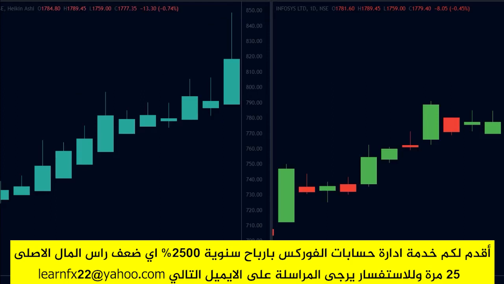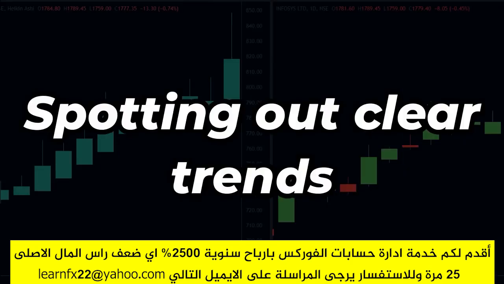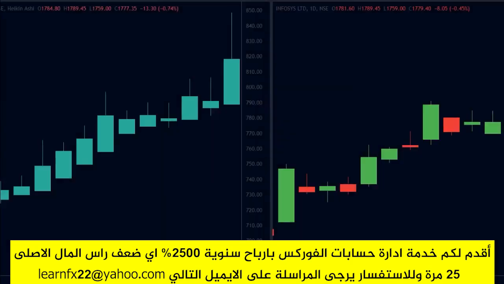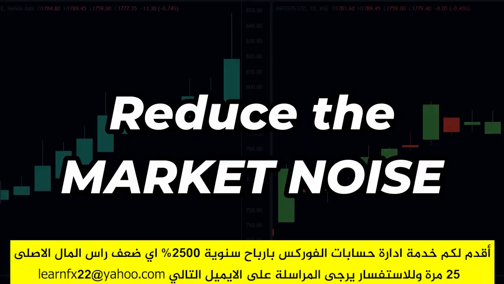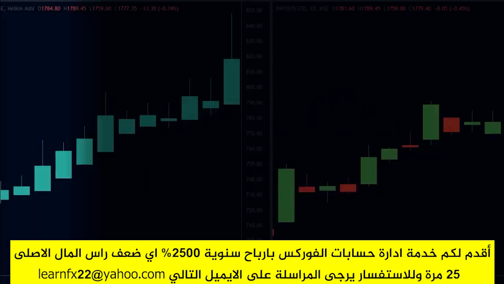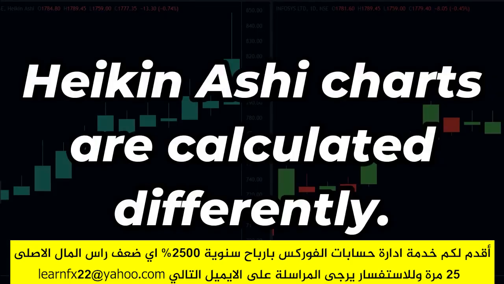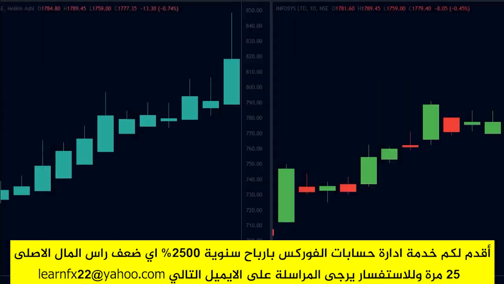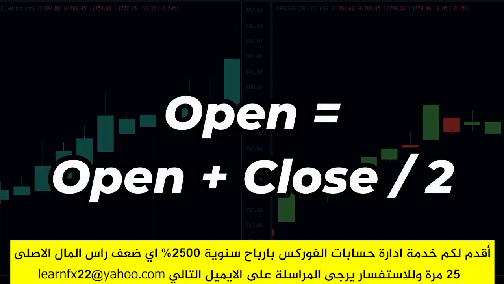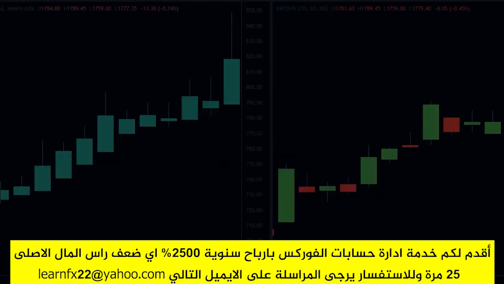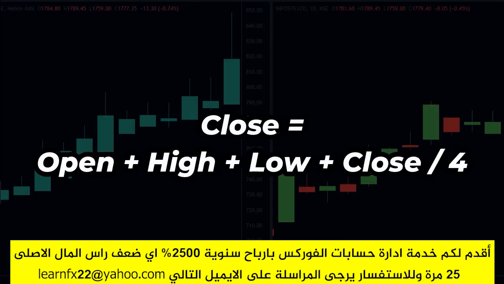Heiken Ashi charts are really useful for spotting clear trends in the market. The main aim of any technical indicator is to reduce the market noise on the charts. The Heiken Ashi certainly helps us in achieving that. This happens because Heiken Ashi charts are calculated differently. The open of each candle is calculated by adding the open and close of the previous candle and dividing it by 2. And the close of each candle is a simple average of the open, high, low, and close of that particular bar.